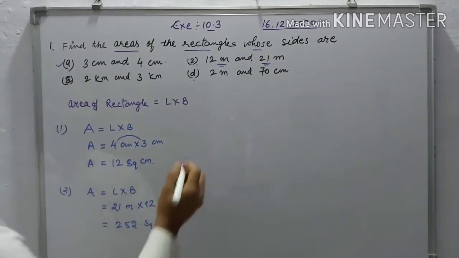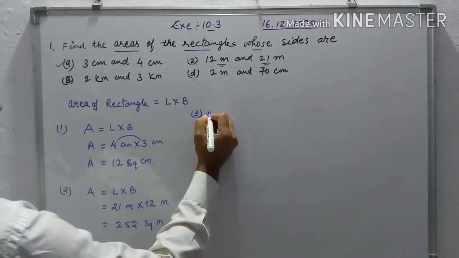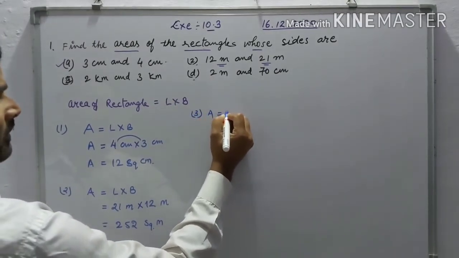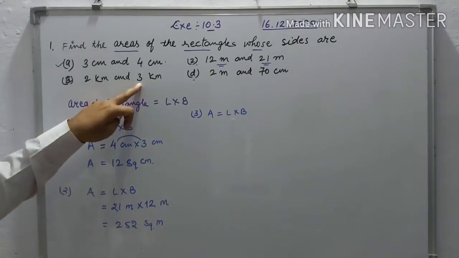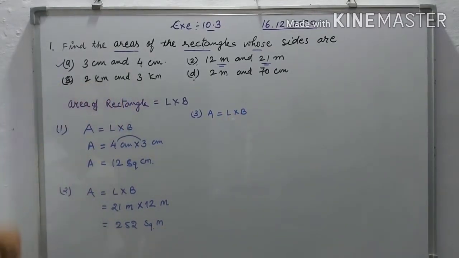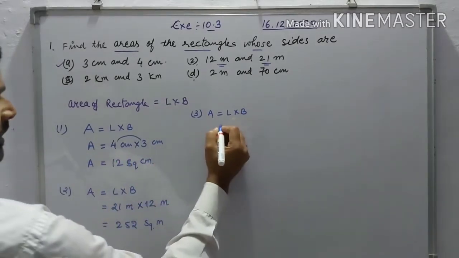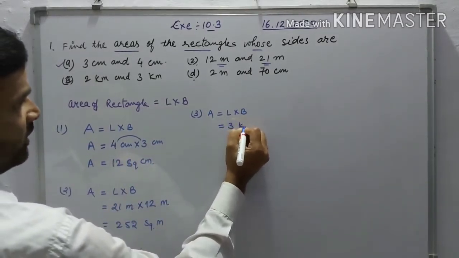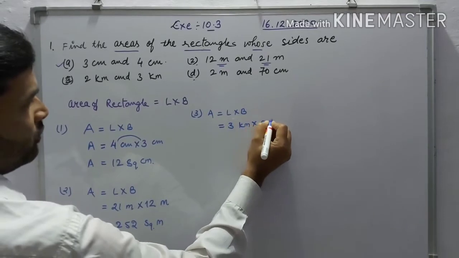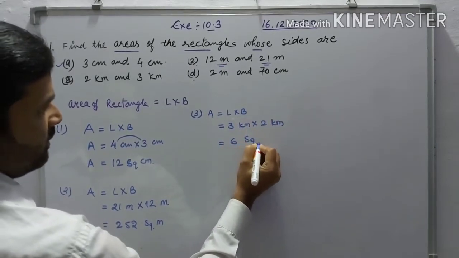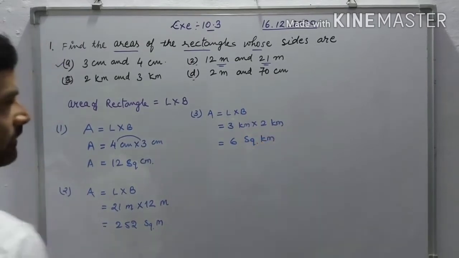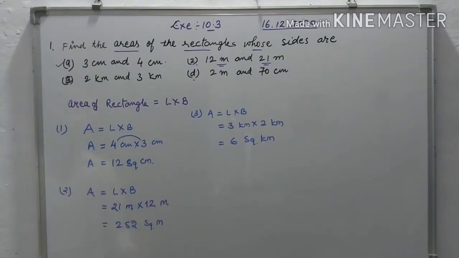Okay, now third: area is equal to length into breadth. Here the length is 3 kilometer because length is always greater than breadth. So 3 kilometer into 2 kilometer is equal to 6 square kilometer.